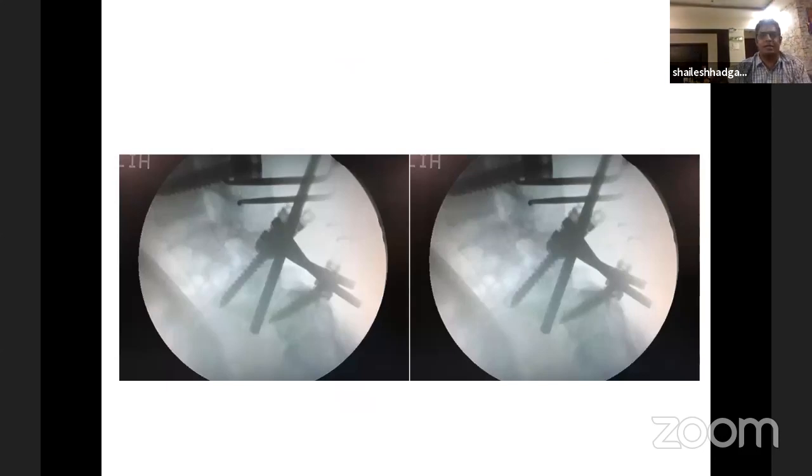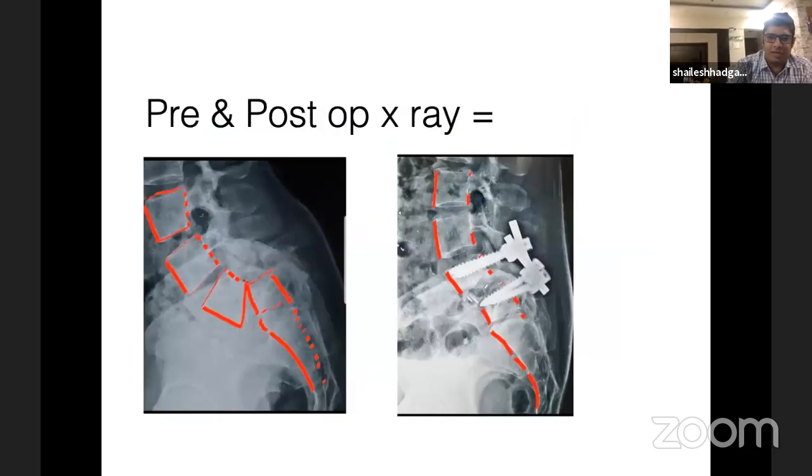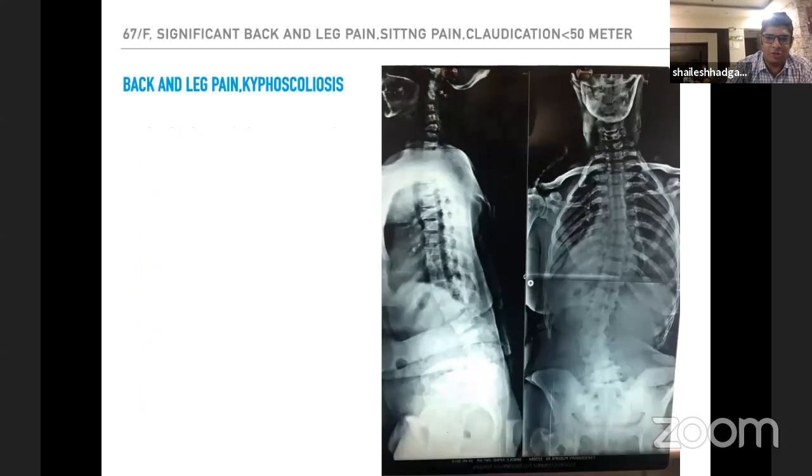At times, you don't get the reduction despite your good releases and distractions. We sometimes have to use manual hip extension, and we have to keep it ready at times. Different maneuvers can be used, and we can get good outcomes in this. You can use an additional level also if you are in trouble, but you can get away with a monosegment also.